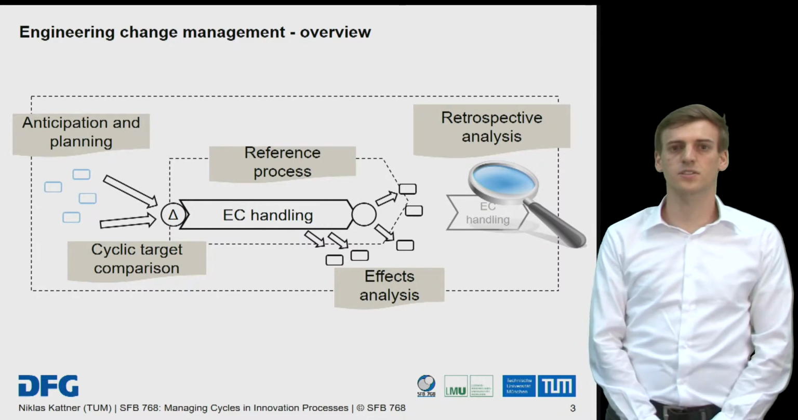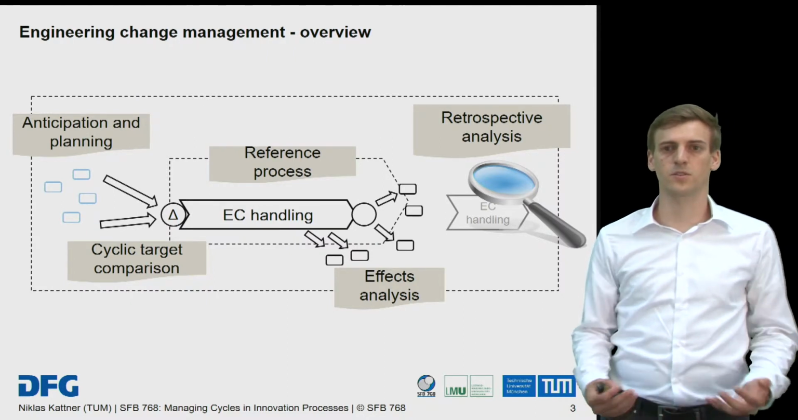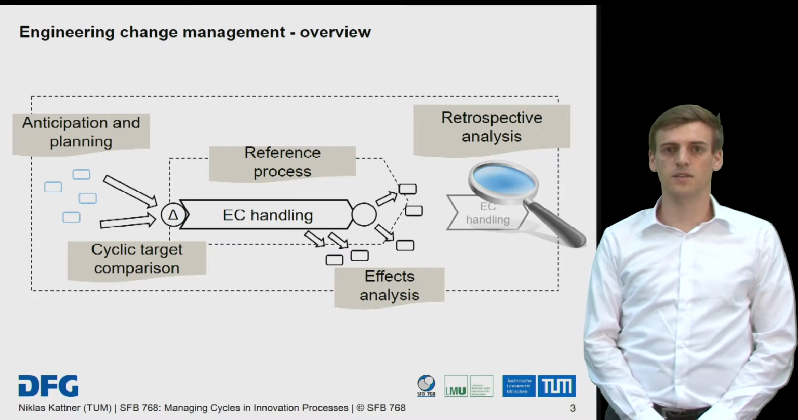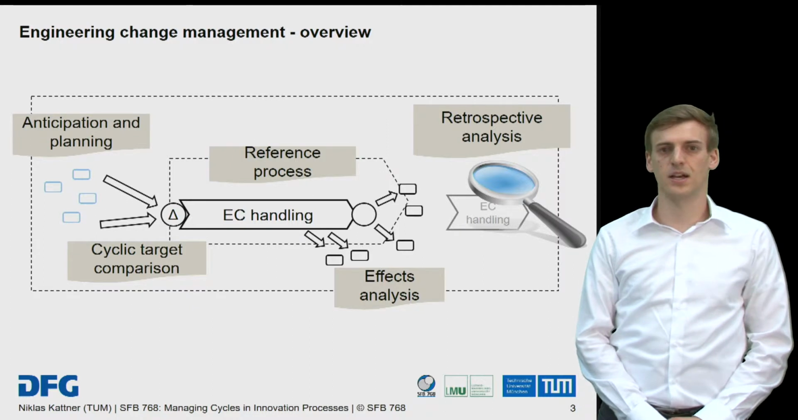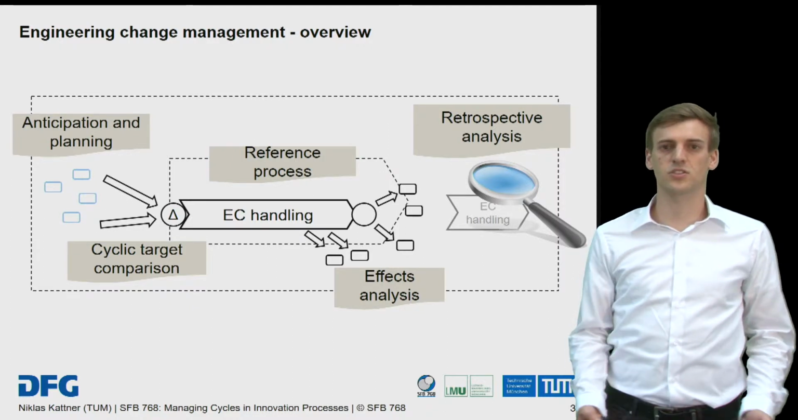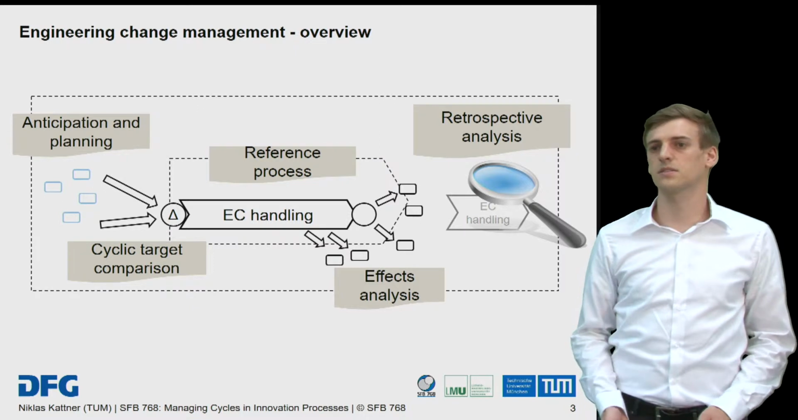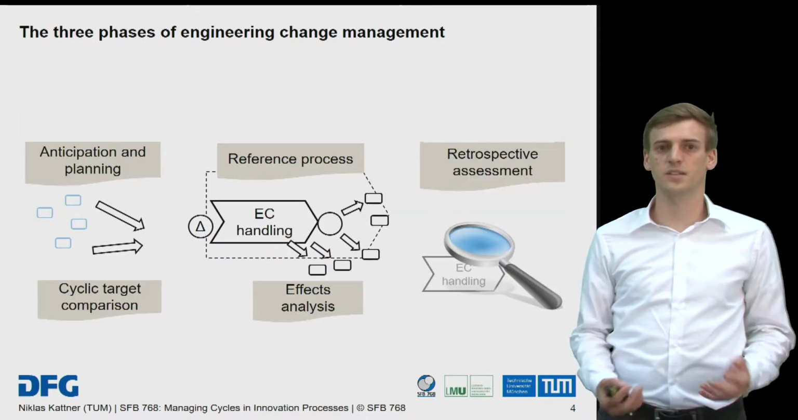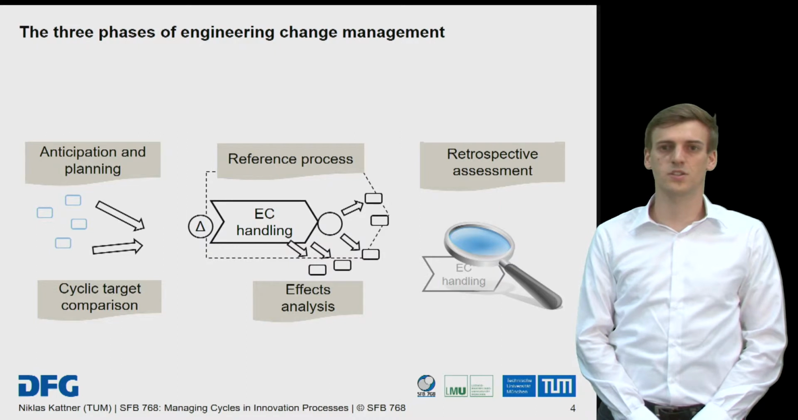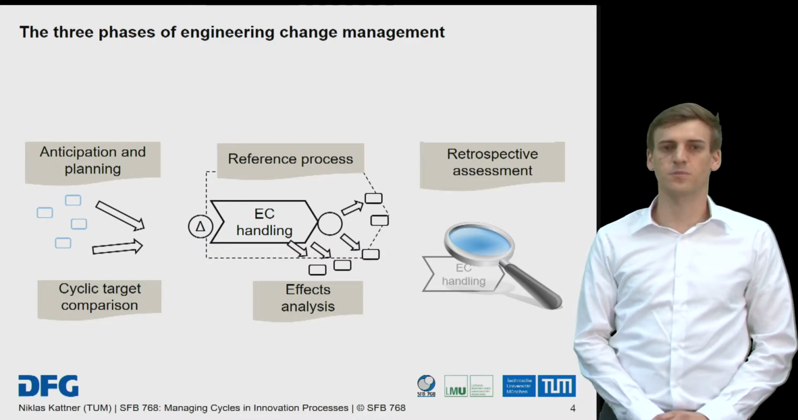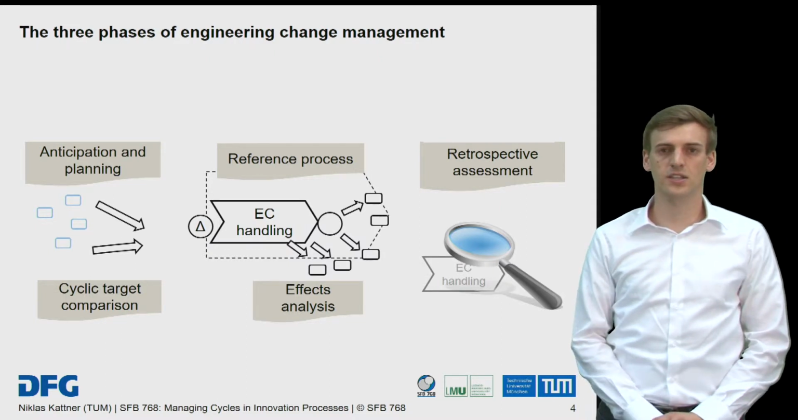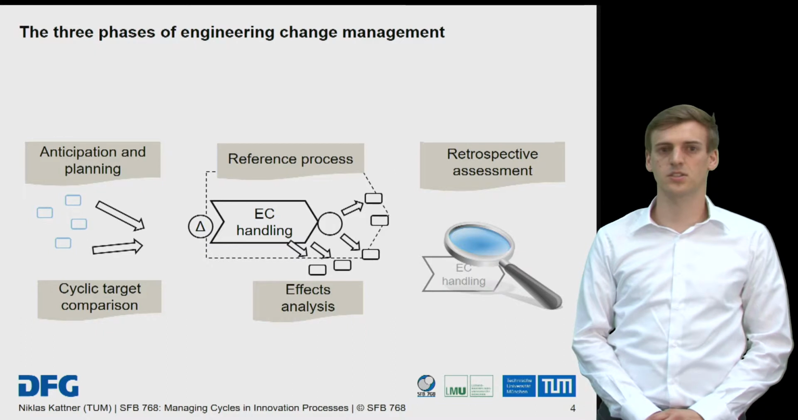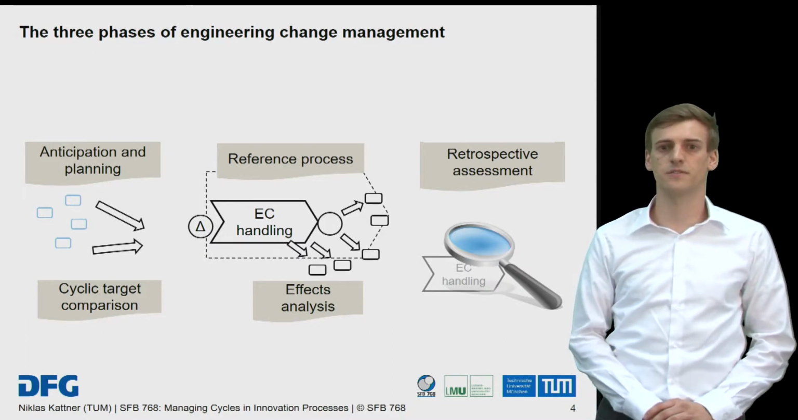This slide shows the structure of the engineering change management with its constituents. We can see several activities and elements of change management like anticipation and planning or effects analysis. In addition, engineering change management includes the process to conduct the changes. However, we can split the activities of engineering change management into three major phases: a phase before the appearance of an engineering change, a phase of the actual handling of an engineering change, and a phase for utilizing past change data.